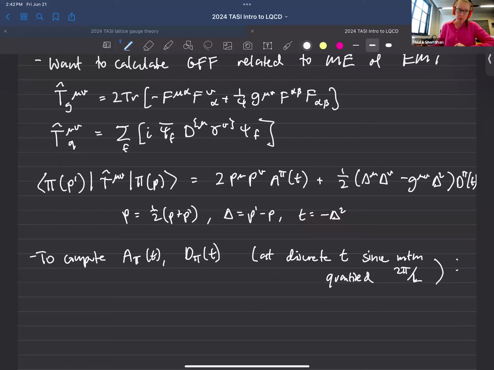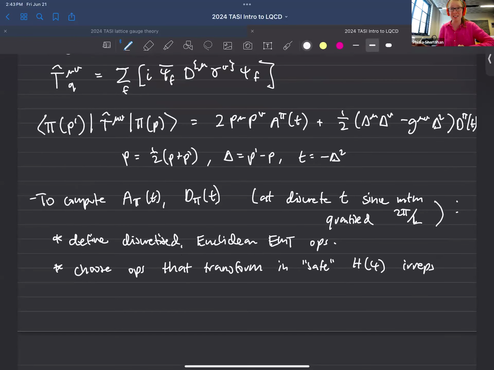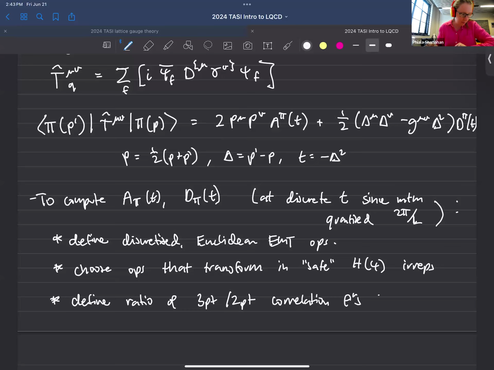Okay, so what does the process look like? We have to define discretized Euclidean energy momentum tensor operators. We have to choose operators that transform in safe, irreducible representations of the hypercubic group, so they don't have mixings, power divergent mixings, that we can't take care of. And we need to define some sort of combination, typically ratios, of 3-point and 2-point correlation functions that allows the matrix elements that we want to be extracted.